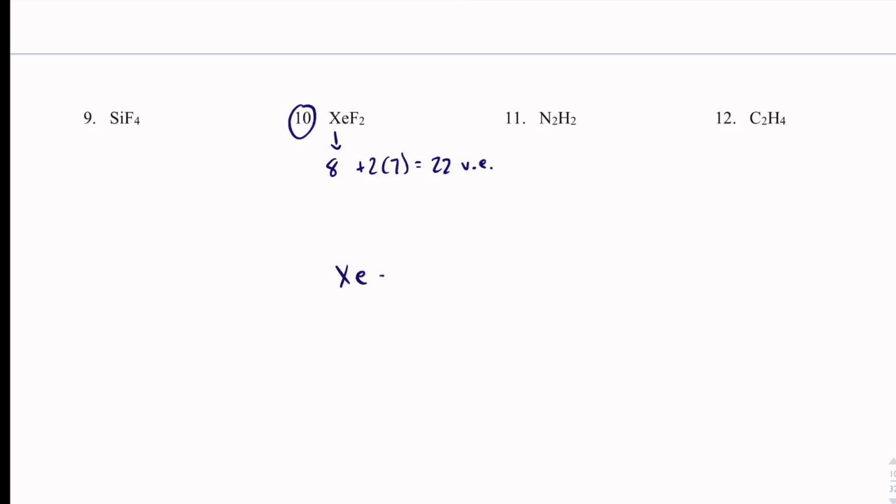Xenon is our unique atom. We'll put it in the middle, and we'll bond 2 F's to it. Give everything 8 valence electrons. And when we count, we get 2, 4, 6, 8, 10, 12, 14, 16, 18, 20. Now this is the first time we're seeing where we're short. We don't have enough. Typically we have too many. So here's our easy fix.